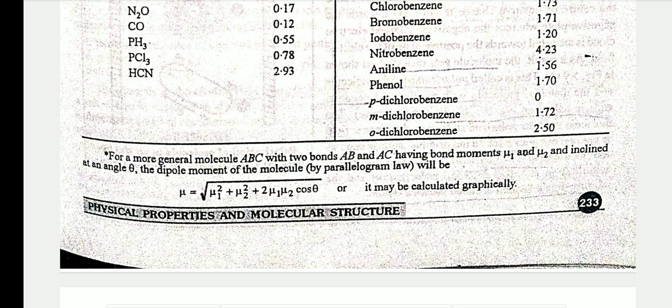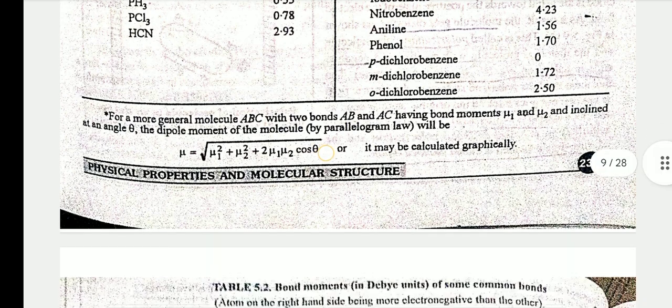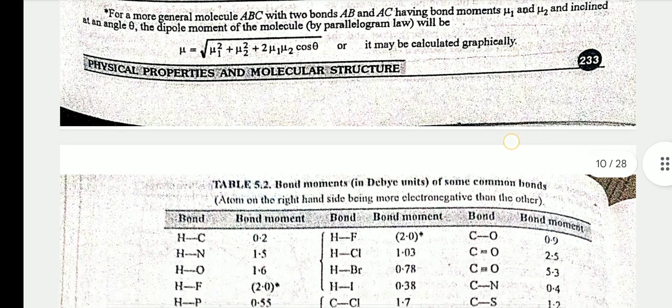For a more general molecule ABC with two bonds AB and AC having bond moments mu1 and mu2 inclined at angle theta, the dipole moment of the molecule by parallelogram law will be mu is equal to the square root of mu1 square plus mu2 square plus 2 mu1 mu2 cos theta. It may be calculated graphically.